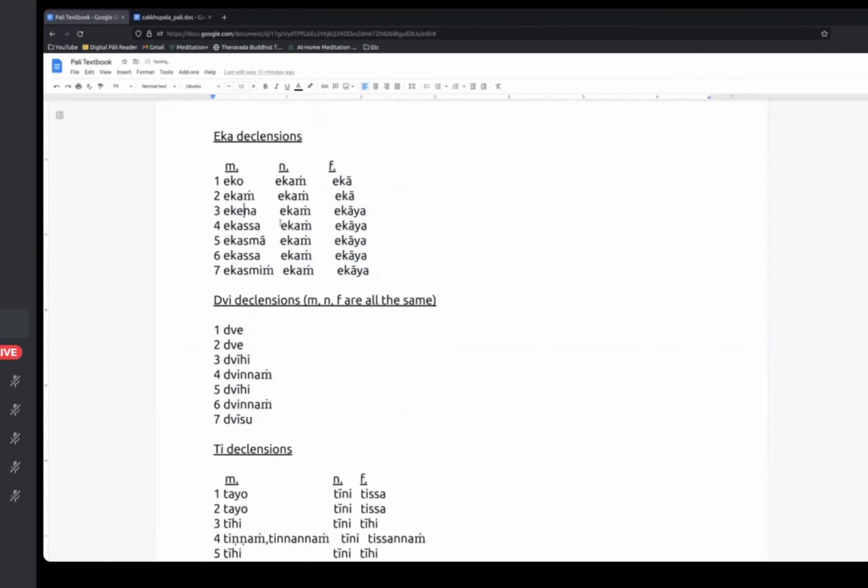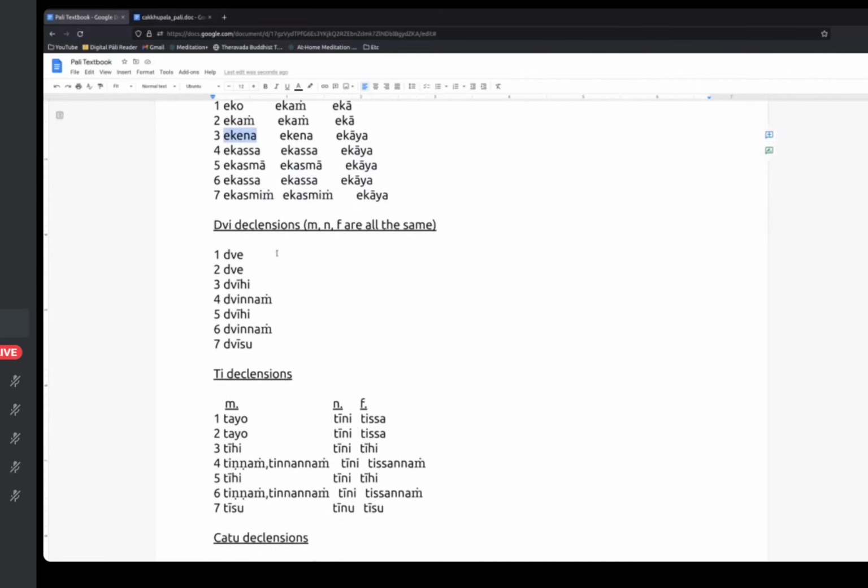This should be ekena. So someone was taking this down not quite slowly enough. I was probably going too quickly. Iko, ikang, ikina, ikasa. What's going on here? Okay, someone got this very wrong. Feminine, I guess, is all ekaya. I must have told whoever was writing this that these ones in neuter are all the same, and they thought I meant the same as this one, but I actually meant they're the same as the masculine. It must have been a miscommunication.